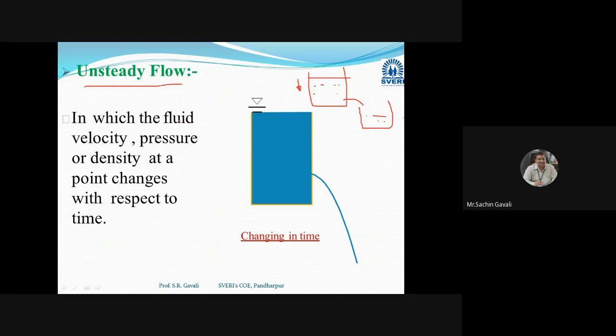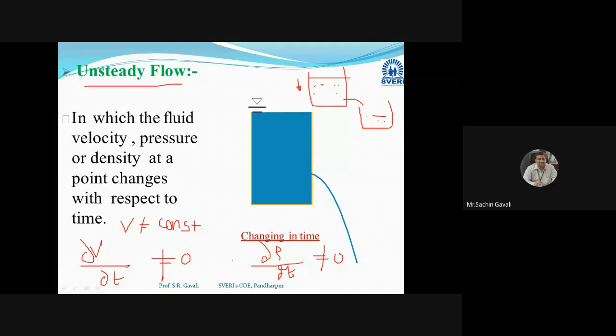In unsteady flow, the fluid velocity, pressure, or density at a point changes with respect to time. We say that velocity is not equal to constant, exactly opposite to steady flow. So velocity is not remaining constant, or mathematically, dou v by dou t is not equal to 0, or dou rho by dou t, if you take density, is also not equal to 0.